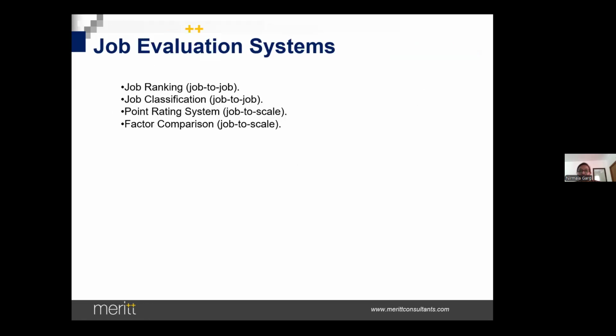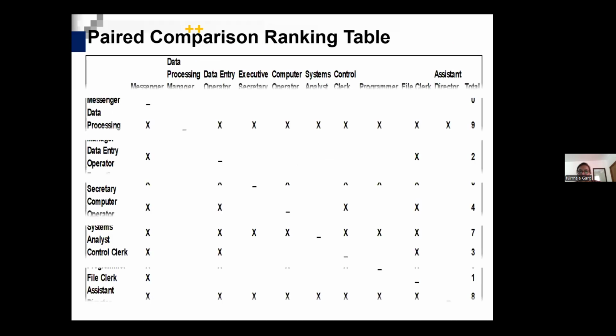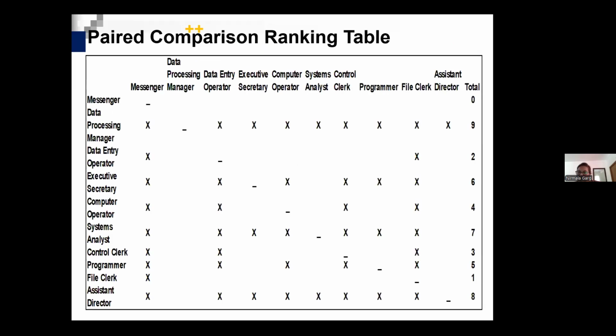Then let us talk about the ranking method. We are doing a job evaluation using a ranking method. It is not very scientific and a little subjective, and can be used for startups. But nevertheless, most organizations who can't afford a consultant can use this method and create a salary structure. Now, how do you do a paired comparison method, which is called a ranking method?